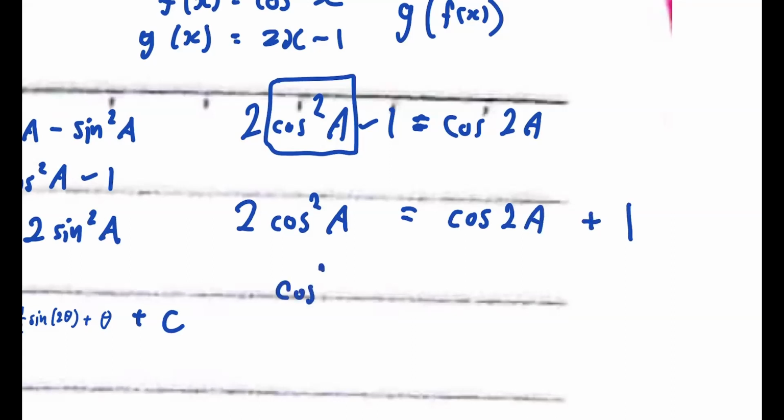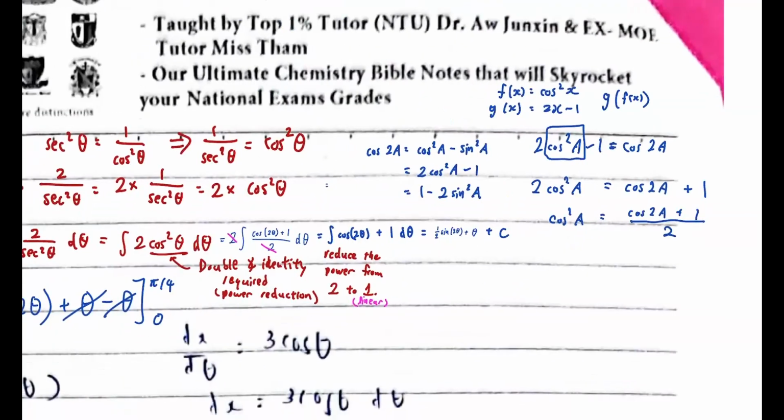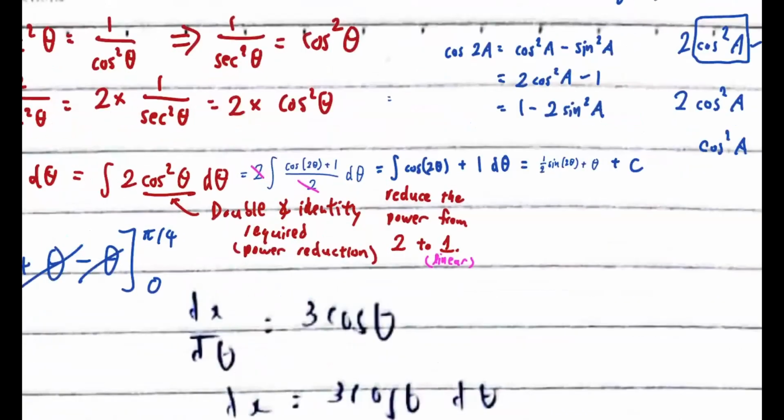Then how do you make cosine square the subject? Divide by 2. So there you go. Don't need to memorize one. Just derive on your own. Don't need to stress. Just use the formula list and make cosine square the subject. So cos 2a plus 1 divided by 2. That's how you get from this to this. Take note that we changed the letter a here to a theta.